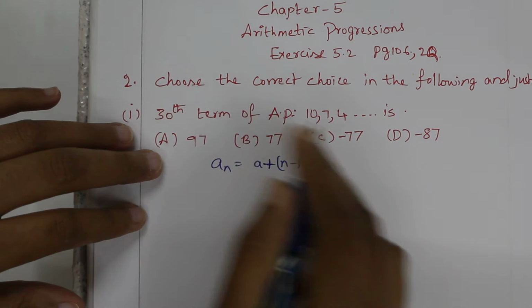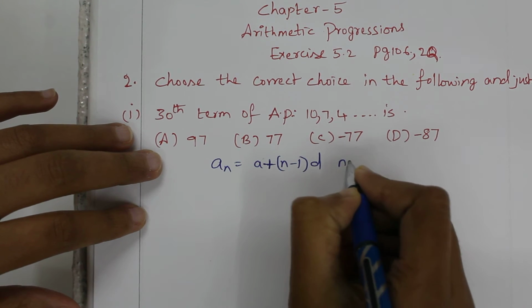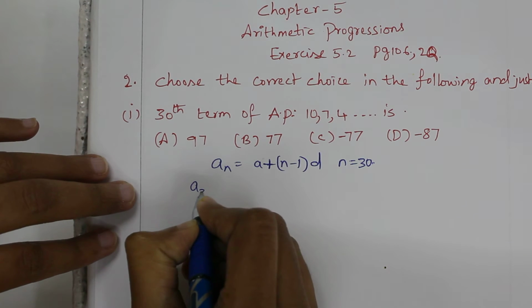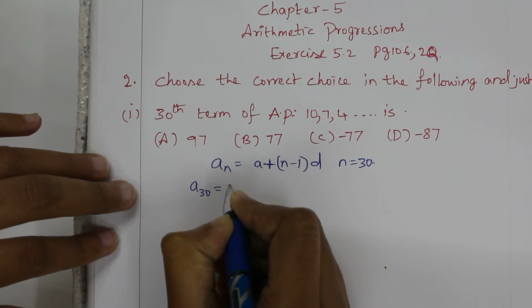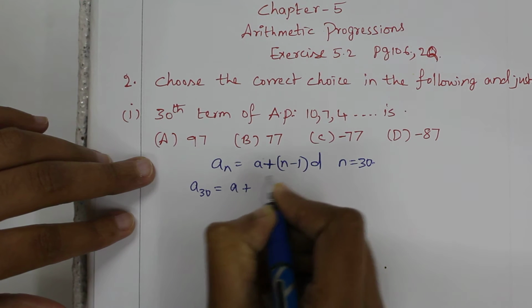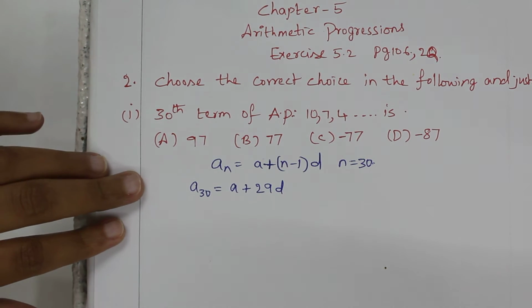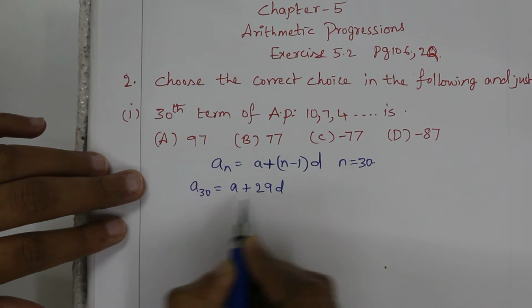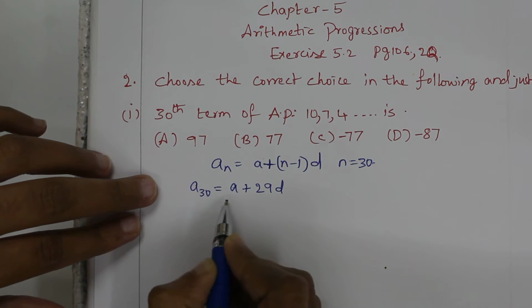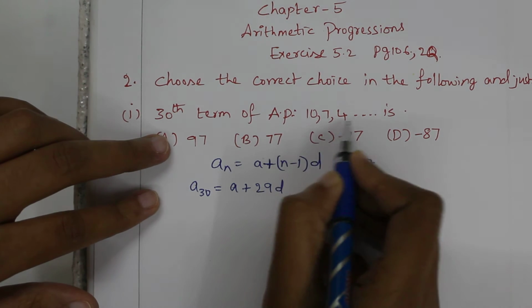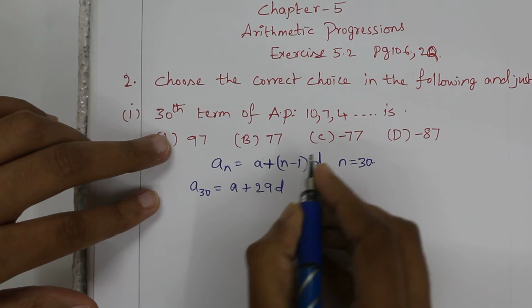Now he is asking for 30th term. So n is equal to 30. So a30 becomes a plus n is 30, 30 minus 1 is 29d. And now I need the values of a and d to calculate the 30th term of this arithmetic progression. A30 has become a plus 29d. So let's get the values of a and d from this series 10, 7, 4 and so on.